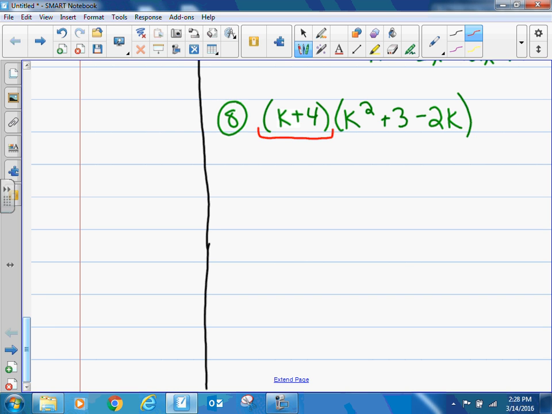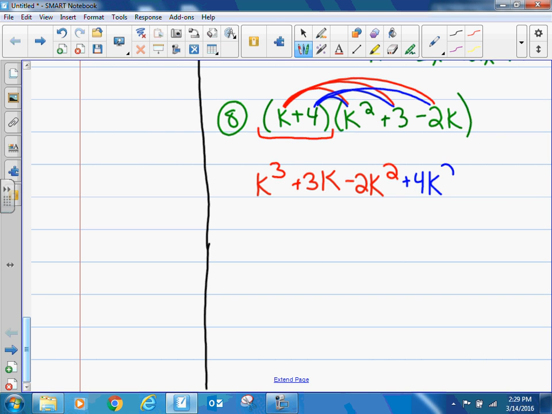So I'm going to start with k. I'm going to distribute k to all 3 of those terms. So k times k squared is k to the third. K times 3 is 3k. K times negative 2 is negative 2k squared. Now I have to continue, and I did my k already, but I have to make sure that I distribute this 4 over there also. So 4 times k squared is 4k squared. 4 times this 3 in the middle is 12. And then I have 4 times negative 2k is negative 8k.